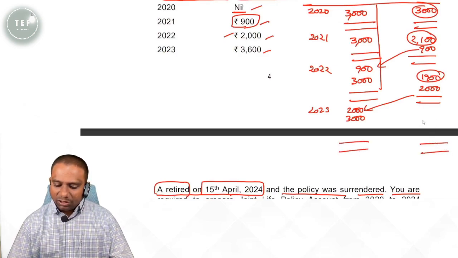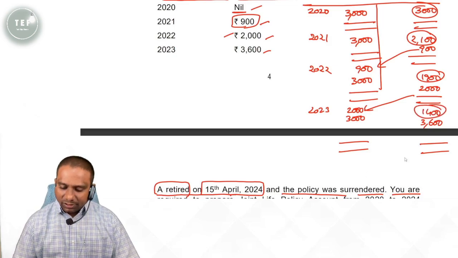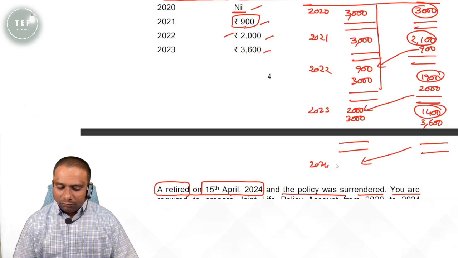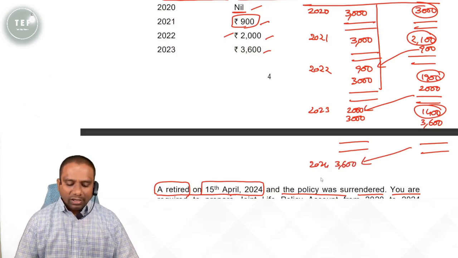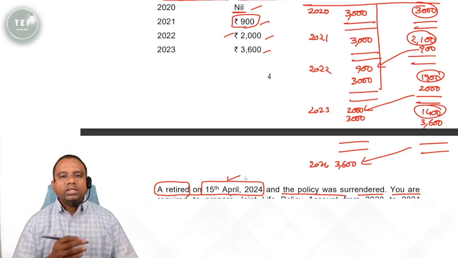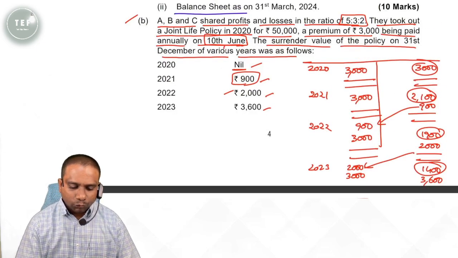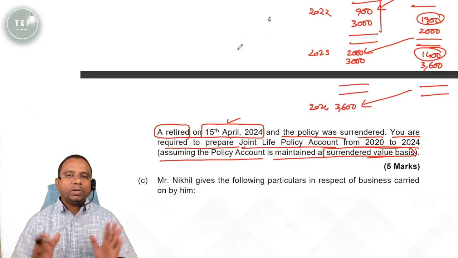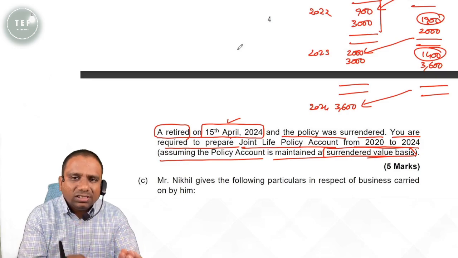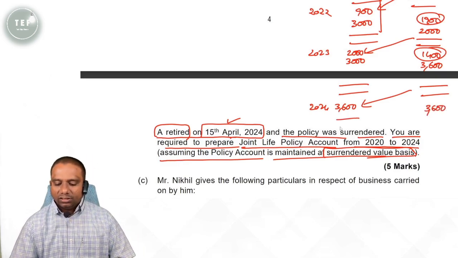Surrender value is how much? 3,600. What is the loss here? 1,400. Yes or no, students? Yeah. So for the year 2024, what is the surrender value here? 3,600. Now A retired on 15th April. That means you need not pay any premium in 2024 because the premium due date is 10th June, but he retired on 15th April. So in 2024, you need not pay anything. Now assume this policy is surrendered. How much amount do you get? 3,600.